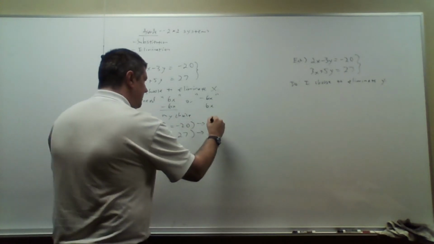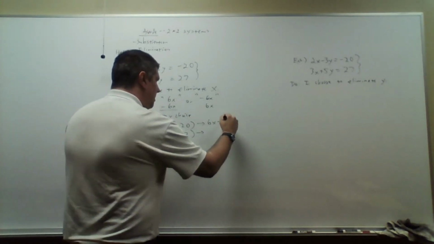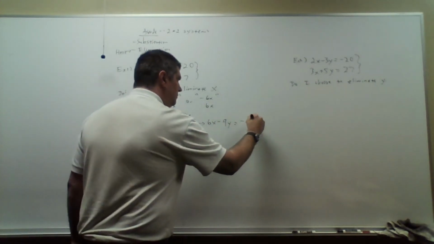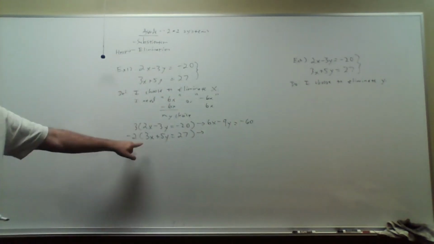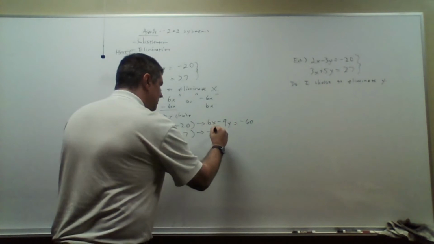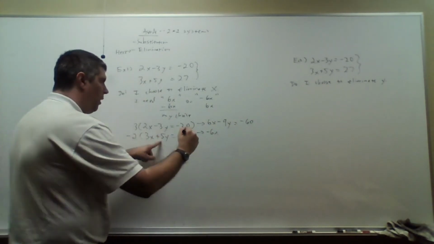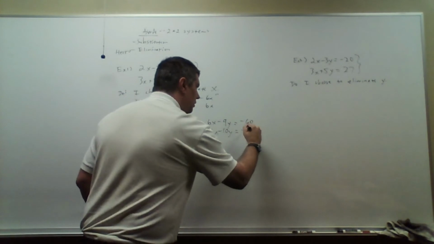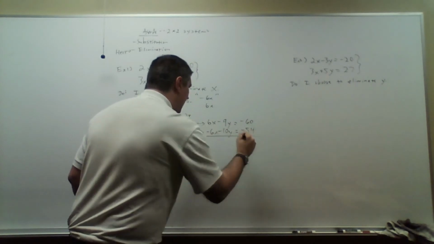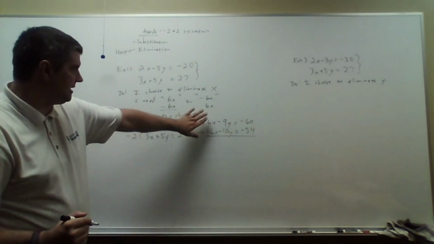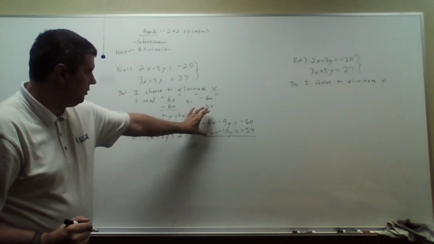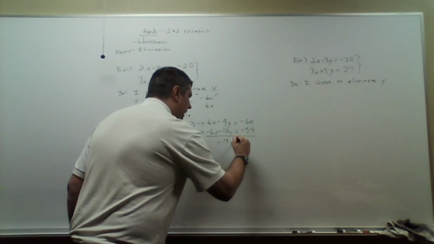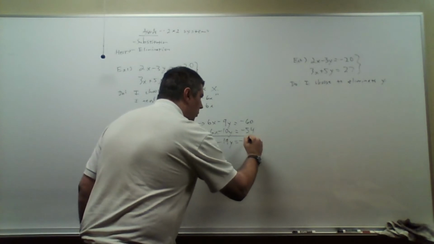This is going to be 6x minus 9y equals negative 60. This is going to be negative 6x minus 10y equals negative 54. And we're going to add these two equations, and as expected, the x's cancel, leaving me negative 19y equals negative 114.